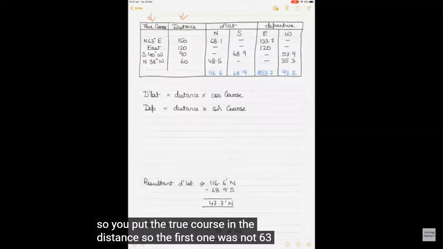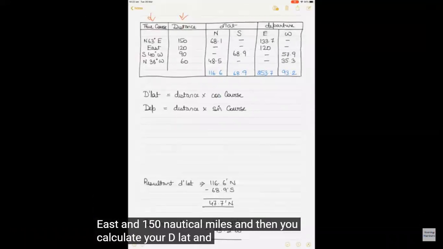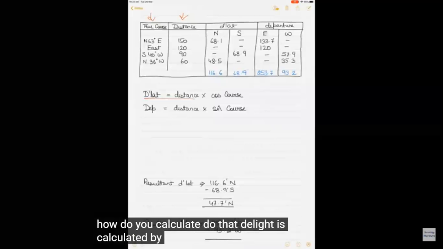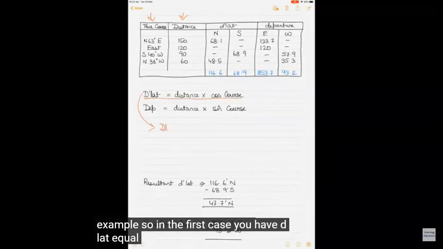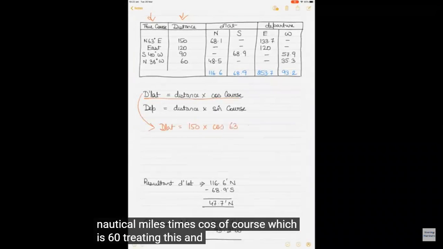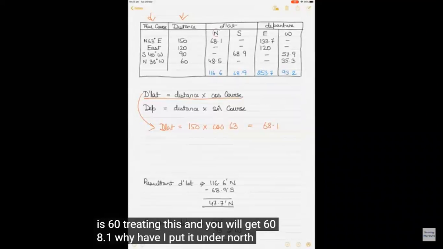Then we write the formulas. DLAT is equal to distance into cos course. Departure is equal to distance into sine course. We use the courses in cardinal points for this formula, and as per that we will do the naming of latitude and departure. So we calculate the first DLAT. Distance is 150, cos course 63, so we get DLAT as 68.1.